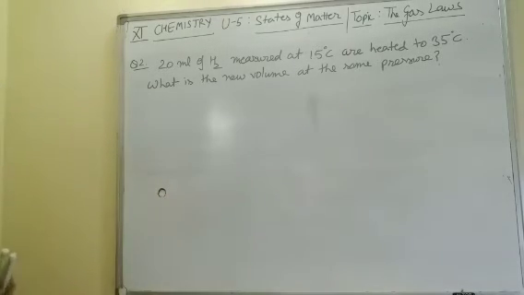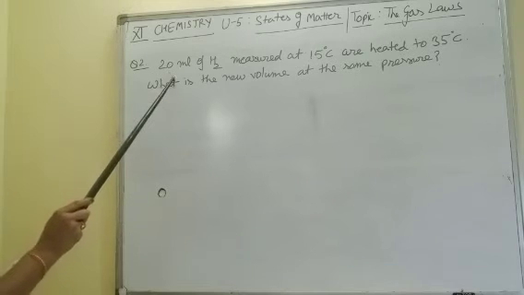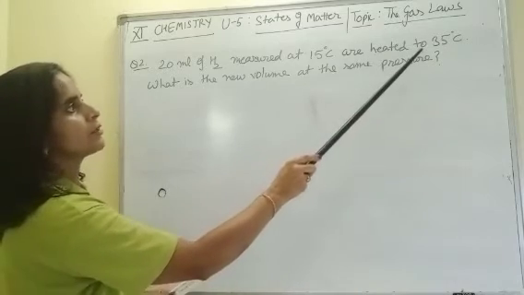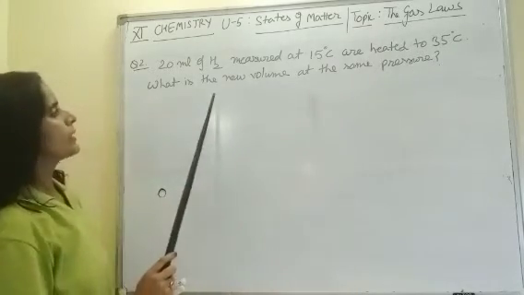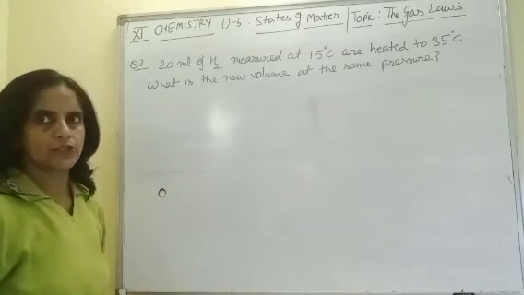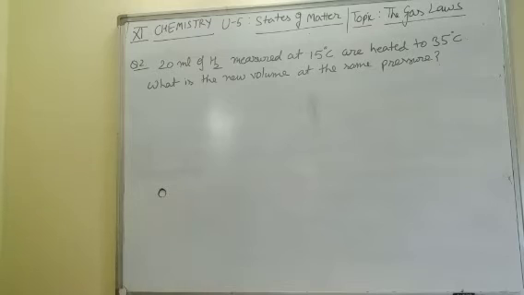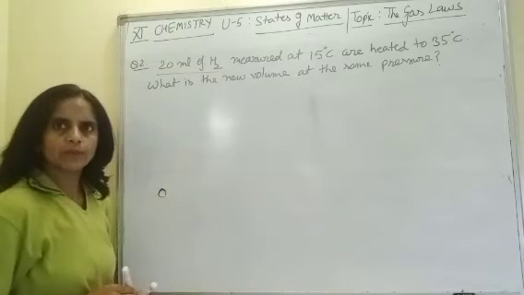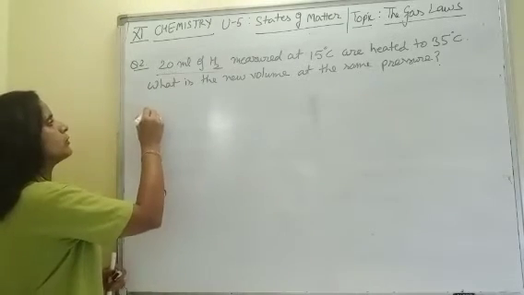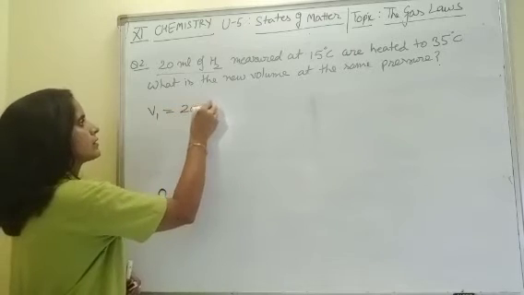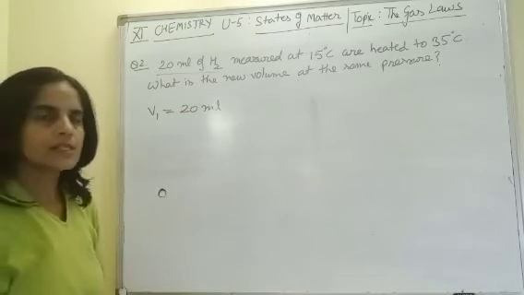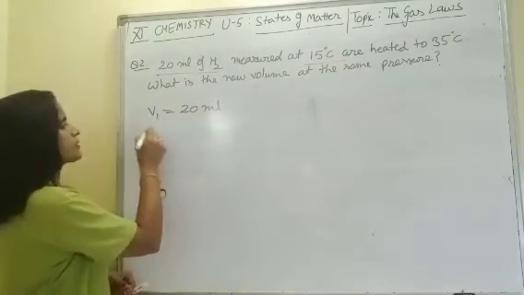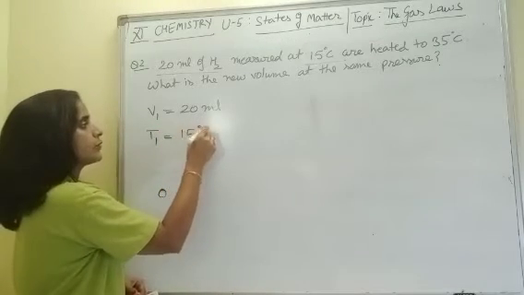Such as this question given to you is: 20 ml of hydrogen measured at 15 degrees Celsius, heated to 35 degrees Celsius. What is the new volume at the same pressure? So now children, just note down the parameters given to you. First is 20 ml of hydrogen, means initial volume V1 is given to you, 20 ml. Next is measured at 15 degrees Celsius. So second thing is initial temperature, which is given in Celsius.